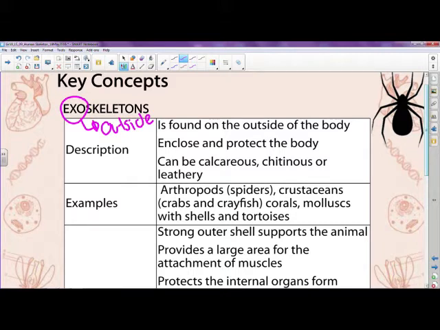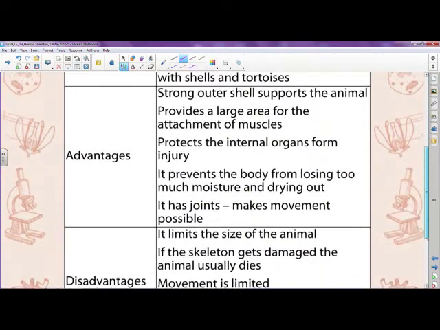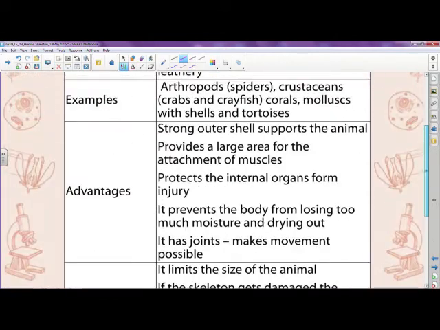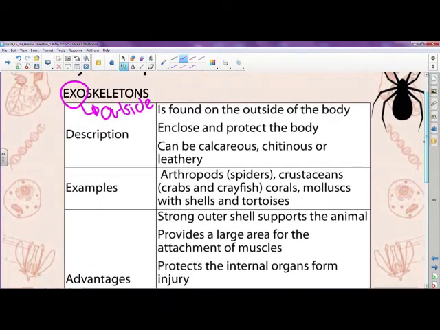Now, when we look at it, lots of you, I think, start to think of a tortoise, you start to think of a snail. A tortoise has both. It has a shell on the outside and it has bones on the inside. But here's a cute little snail on the side over here, really, really gross. A spider, you can think of crabs, you can think of crayfish, all those kinds of things.